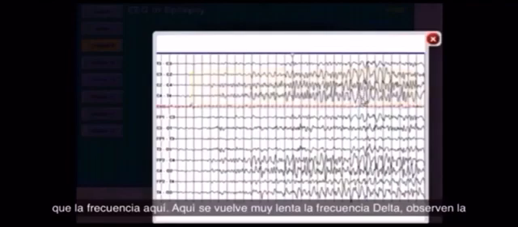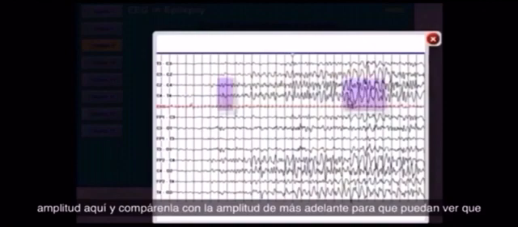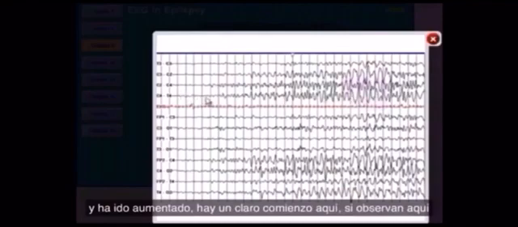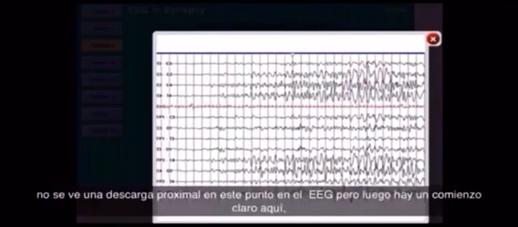Here it gets very slow, delta frequency. Look at the amplitude here and compare it with the amplitude later on. So you see that there is an evolution in amplitude. The amplitude was lower at the beginning and it has gone higher. There is a clear beginning here. You don't see a paroxysmal discharge at this point in the EEG, but then there is a clear beginning here.